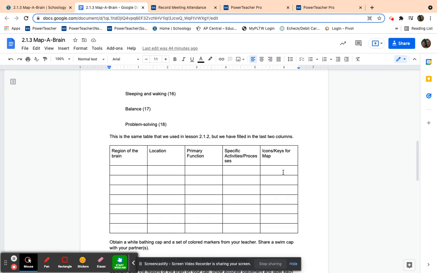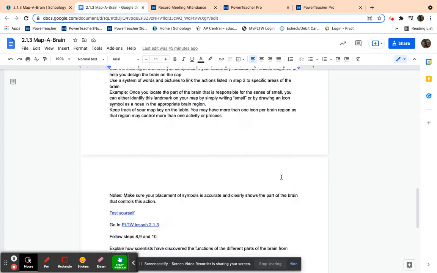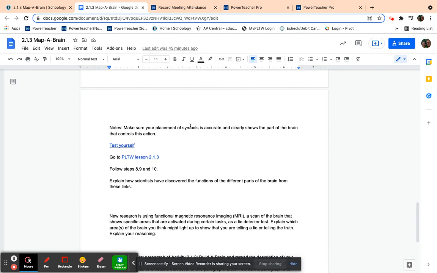But my icon slash keys for my map. If I try to draw or write out every single word, occipital lobe, parietal lobe, temporal lobe, medulla oblongata, on my swim cap, I'm going to run out of room. So these icons, these keys, are to help shorten that. So instead of writing out that the occipital lobe is responsible for vision slash sight, I'm going to draw eyes on the back of my swim cap or on my piece of paper to represent that the occipital is responsible for sight. Similar for smell, similar for balance, problem solving, all of that stuff, you're going to make an icon slash key for so that when we do map out the brain on Friday, it all goes on your swim cap. So just do that on a piece of printer paper.